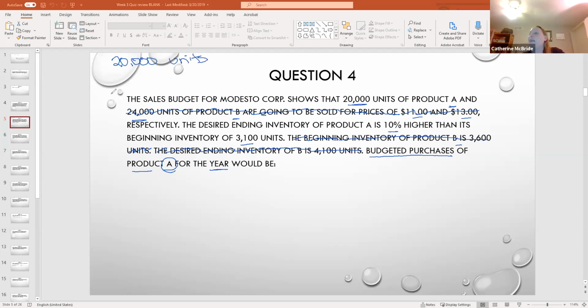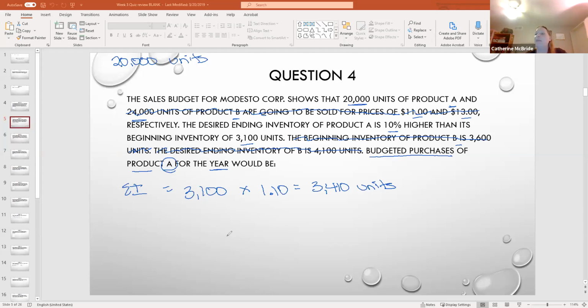We know that desired ending inventory of product A is 10% higher than its beginning inventory. Our beginning inventory is 3,100 units. So 3,100 units times 1.10, which is 10% higher, is 3,410 units. So my ending inventory is going to be 3,410 units.